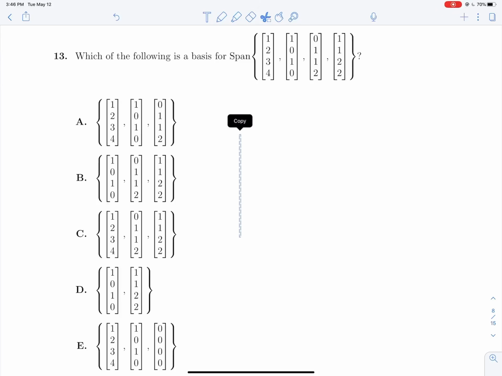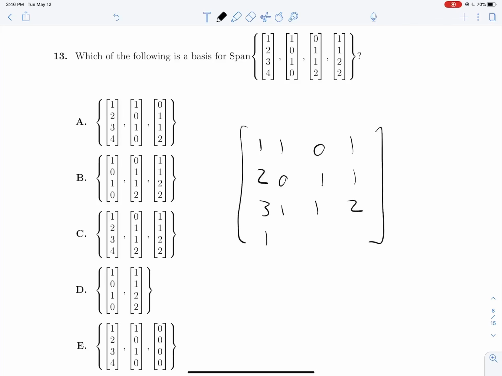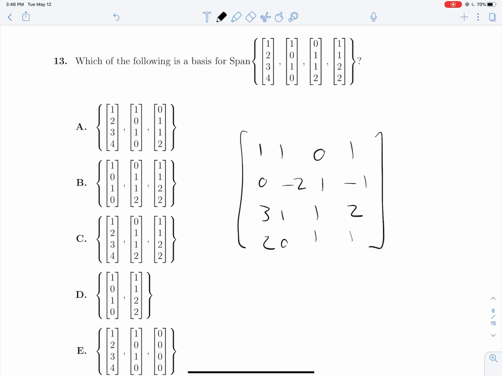So first things first, since we're really looking for the basis for the column space of the matrix formed by smushing all these vectors together, let's figure out what the row reduced form of this is. 2, 0, 1, 1, 3, 1, 1, 2, 4, 0, 2, 2. And I'll change this to a 2, 0, 1, 1. There. Okay, let's subtract 2 row 1s from row 2. We get a 0 here, a -2, and a -1. Let's subtract 3 row 1s from row 3. That gives us a 0 here, a -2, and a -1.